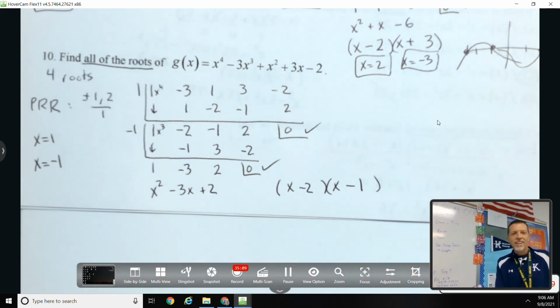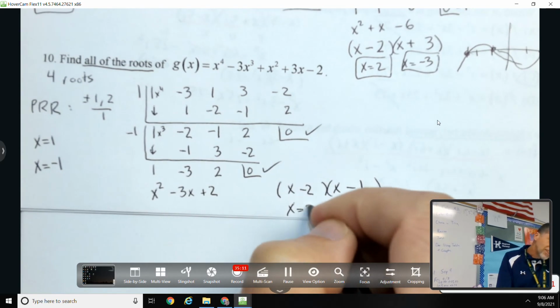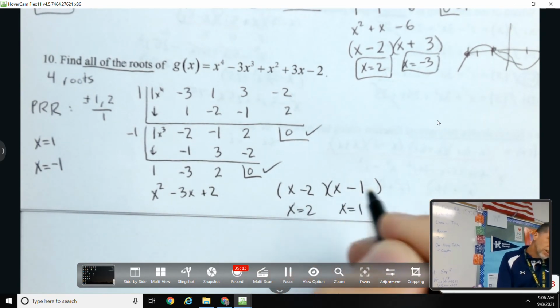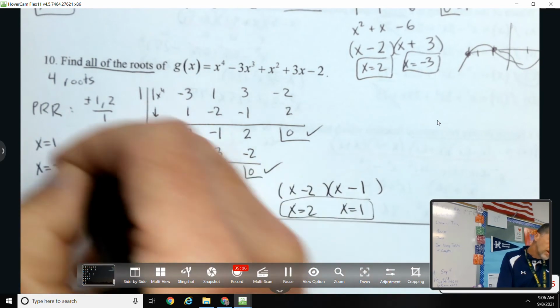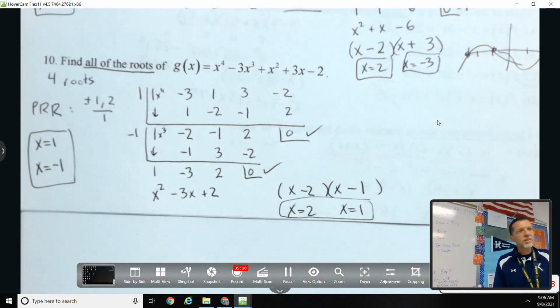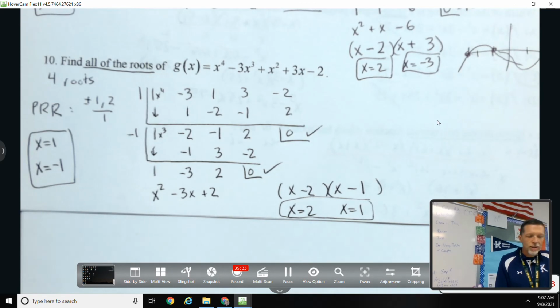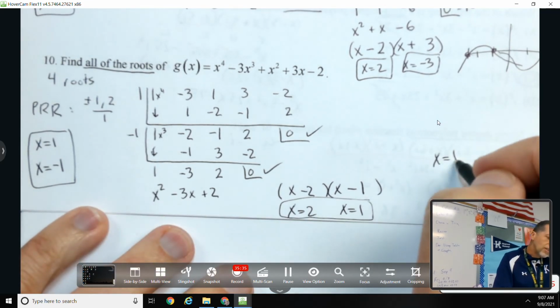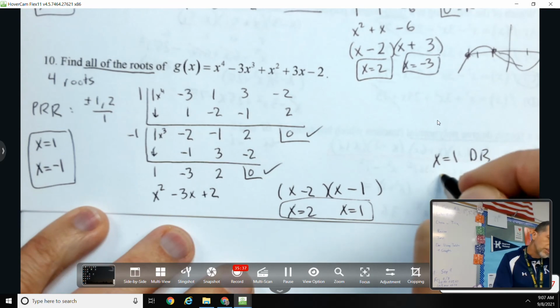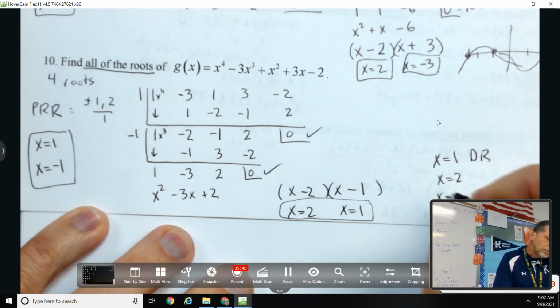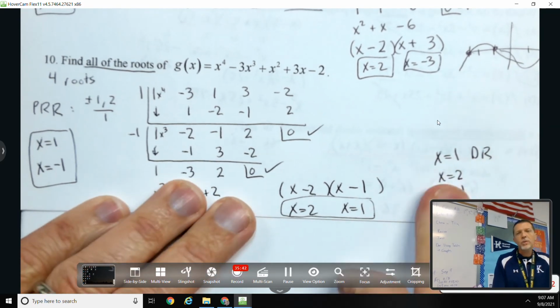X minus 2, x minus 1, so x equals 2, x equals 1. Ah, so there was a double root. X equals 1 was a double root. So when we get to graphing them, that'll be a bouncer situation. So the answer would be x equals 1. If you end up finding them in this order and you write it twice, that's fine. If you want to identify x equals 1 as a double root, that's okay. It's probably helpful because later it's going to matter more that it's a double root.